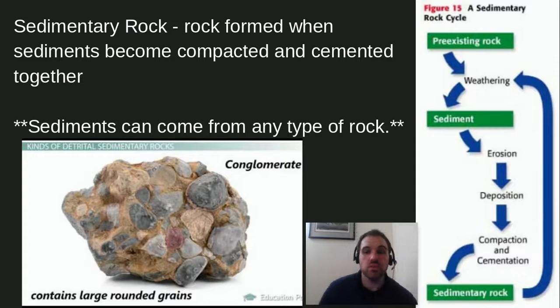Sedimentary rock is one of the most major types of rocks out there. If you go outside, it's actually the most common type of rock that you would ever find. About 75% of all rocks on the surface are sedimentary rock. So what are sedimentary rocks?